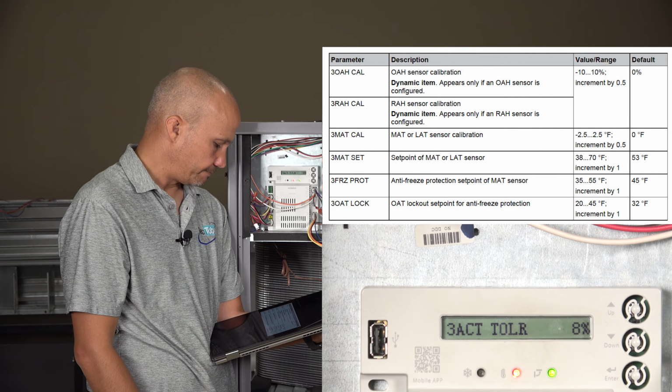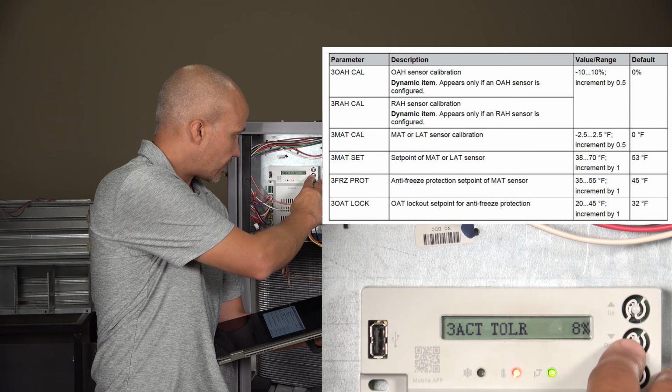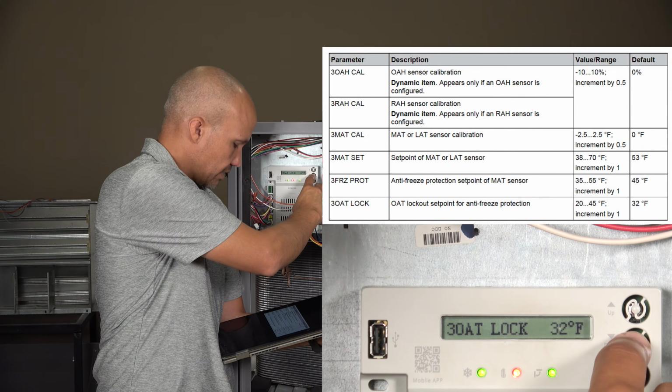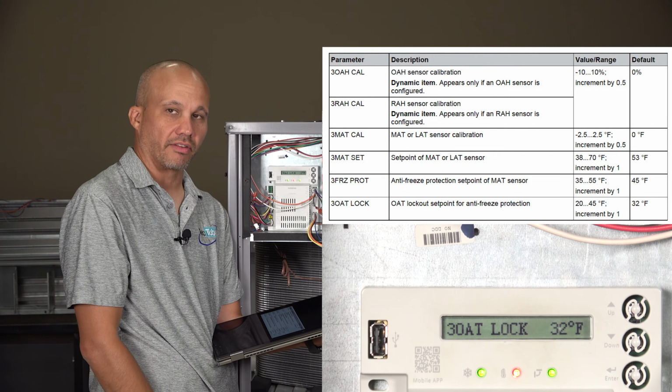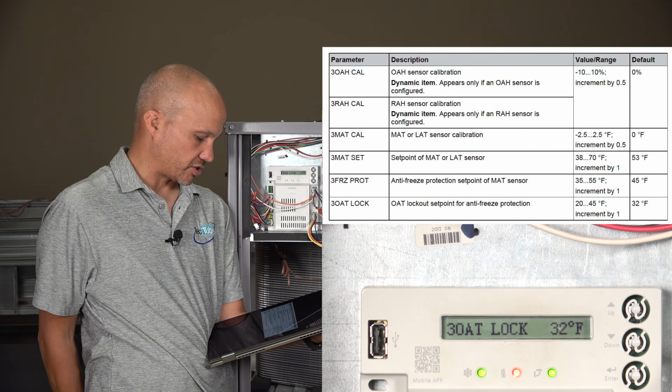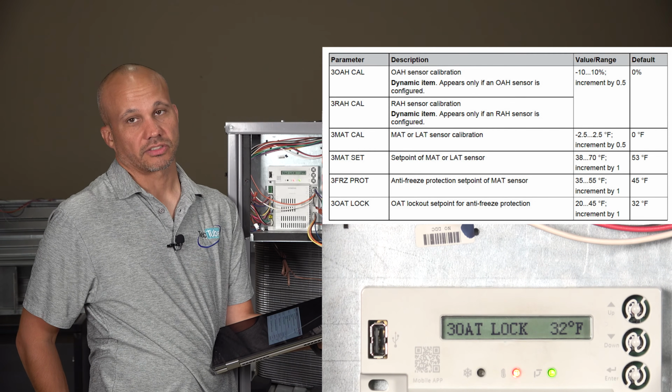And then it's actually a kind of unique one, actuator tolerance. That one you leave alone. OAT lockout's a normal one that you would have. 32 degrees is the compressor lockout. So when they say OAT lockout, that's the compressor.